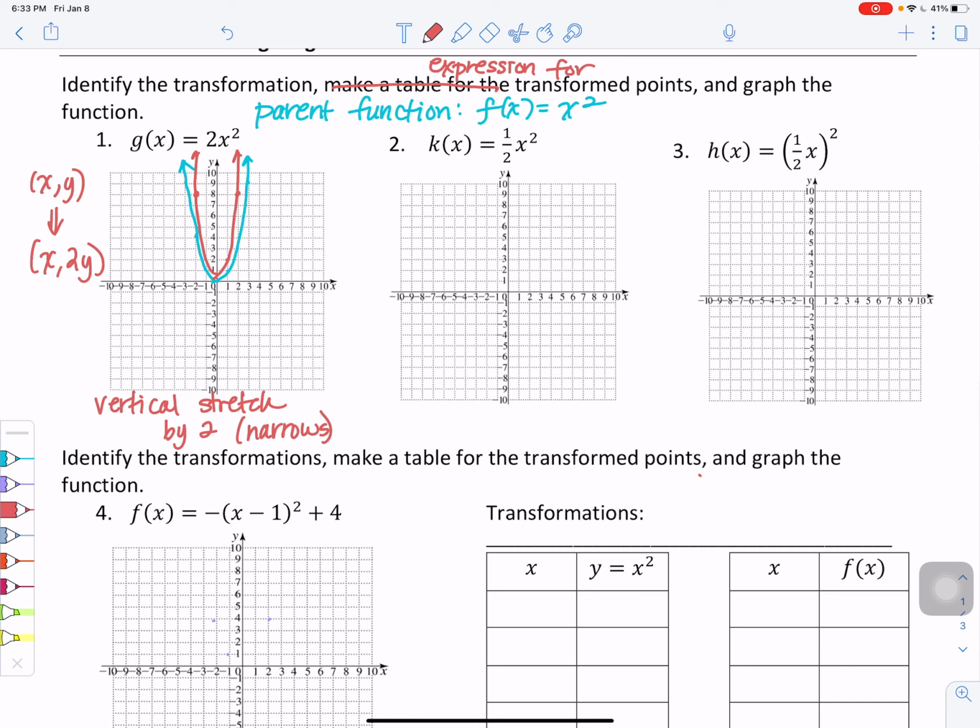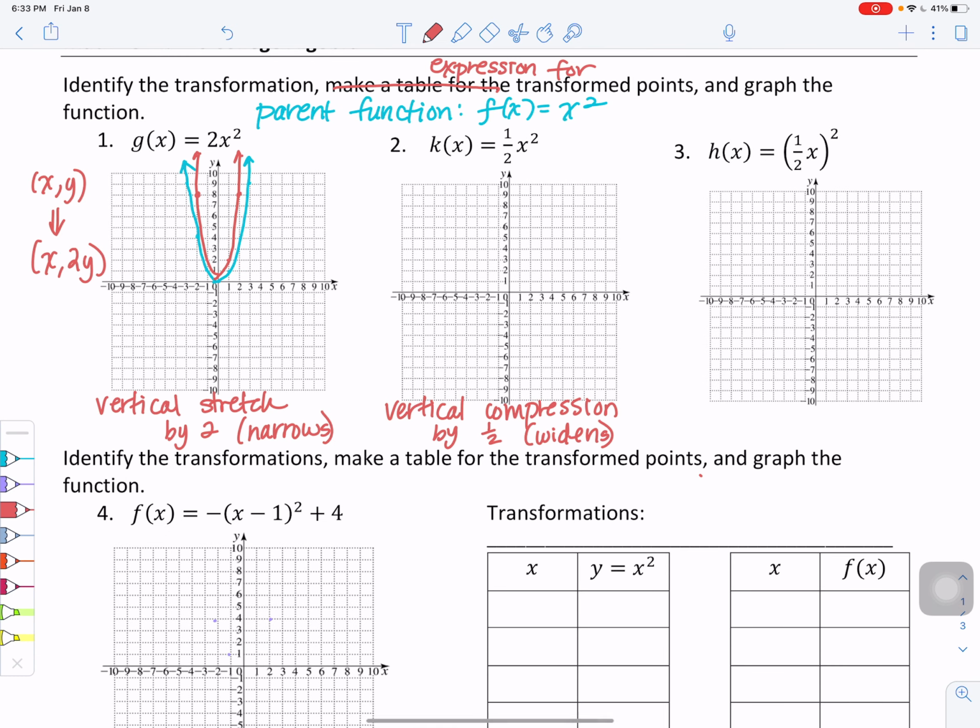Let's go ahead and look at number 2. Here we have a vertical compression by 1/2. And here the graph of the parent function will widen. So let me go ahead and graph that parent function again. (1, 1), (2, 4), (3, 9), (negative 1, 1), (negative 2, 4), (negative 3, 9). It's just nice sometimes to see that parent function graphed along with the transformed function.